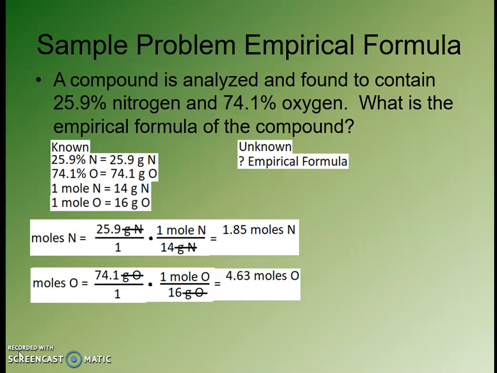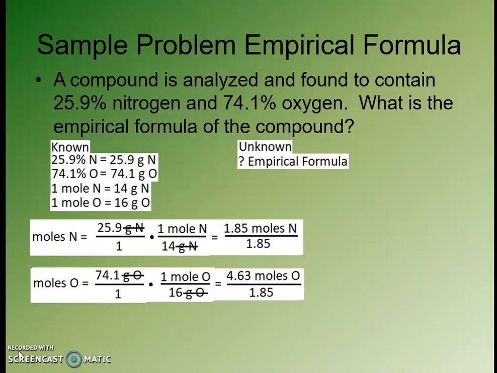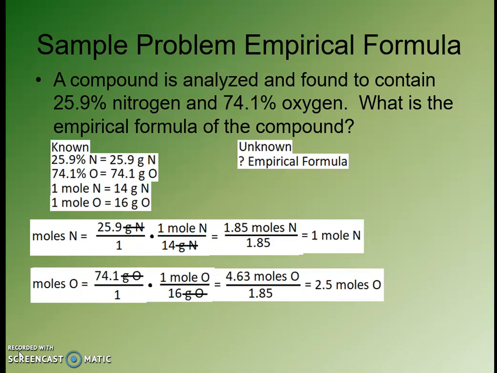So we're going to divide by 1.85 because that is the lowest amount we have of each, giving us now a better ratio because anything divided by itself is 1. So I know I have 1 mole of nitrogen for every 2.5 moles of oxygen. But I can't use that to get my formula because NO2.5 isn't real. You can't have 2.5 atoms of oxygen.